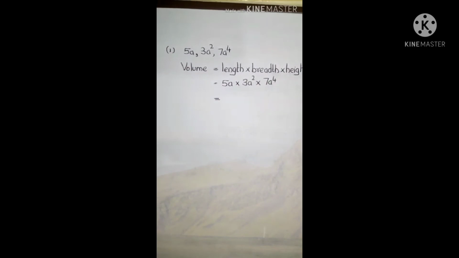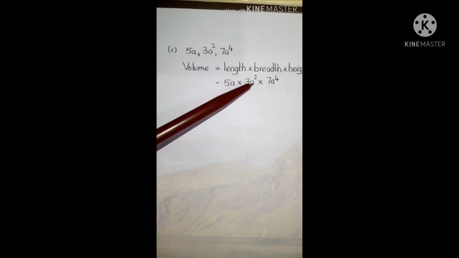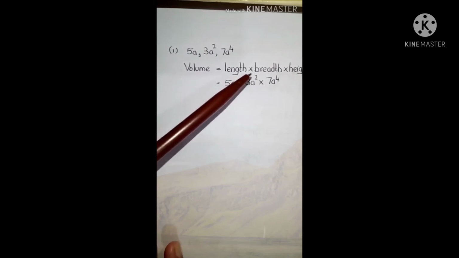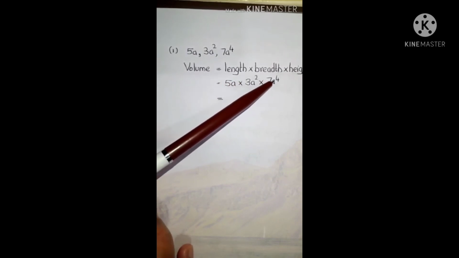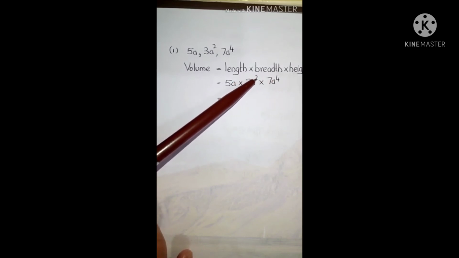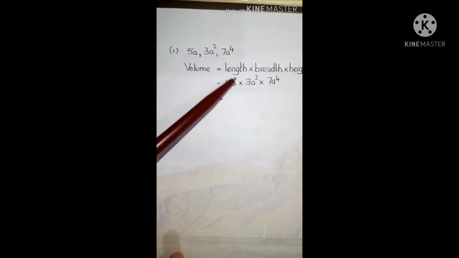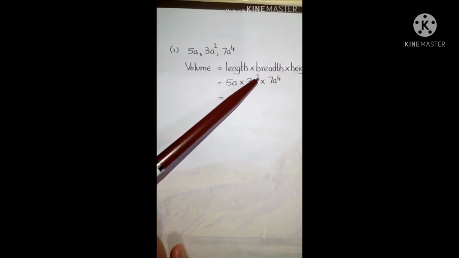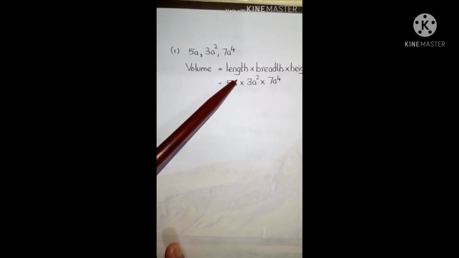Students, I have told you, first multiply the numbers. 5 into 3, 15. 15 into 7, it is 105. Then multiply a, a square, a raised to 4. Here a is having 1, a is having 2, a is having 4. So, add the numbers. 4 plus 2, 6. 6 plus 1, 7.